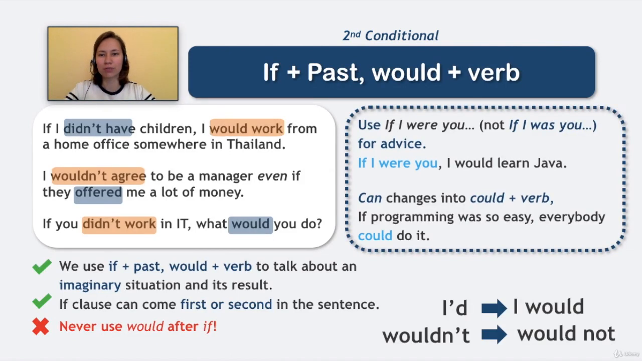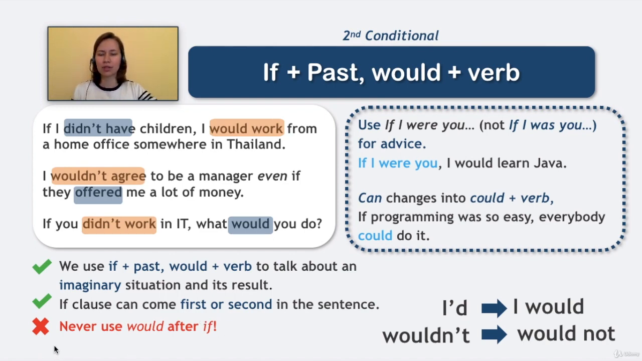Going back to the original first slide, let's look at the rules here. We use if plus past and would plus verb to talk about an imaginary situation and its result. It's important also to remember that this imaginary situation is in the present. We imagine something that is in the present, or that could be in the present. And the second rule: the if clause, meaning the condition, the part of the sentence that contains the condition, can come first or second in the sentence with no change in meaning.